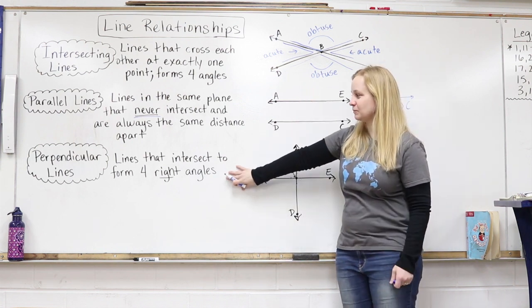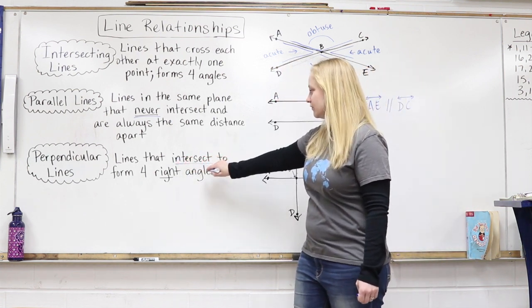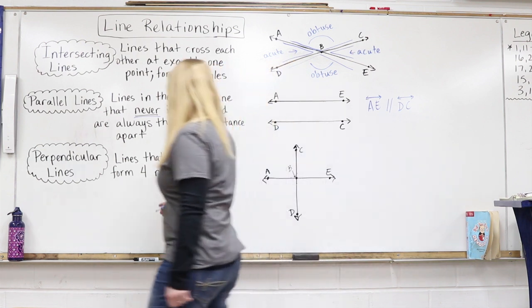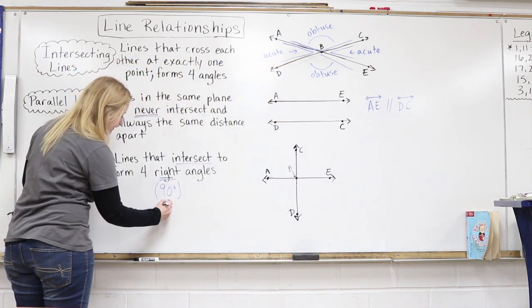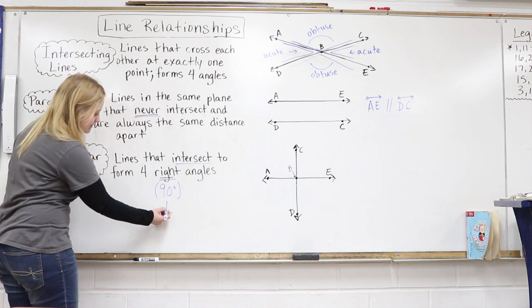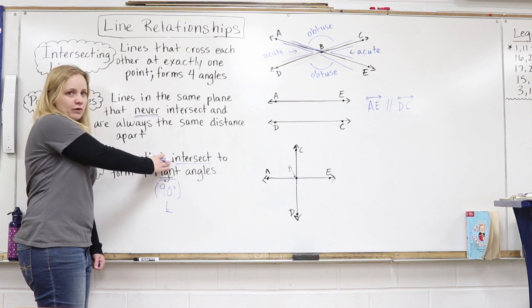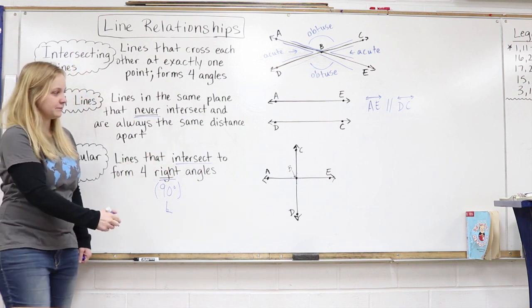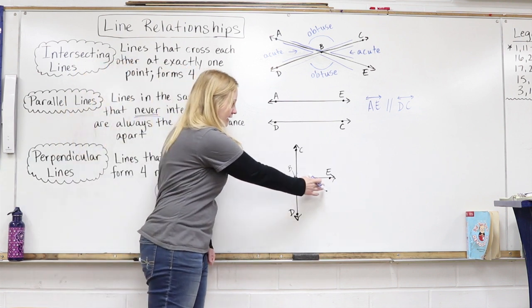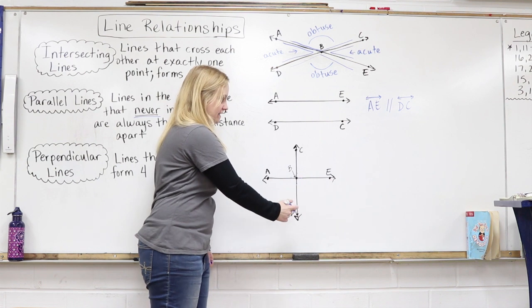Our last one is perpendicular lines, lines that intersect to form 4 right angles. You remember that right angles measure 90 degrees all the time. They look like an L. Sometimes they'll have a little square in them to show you they're 90 degrees. There's that word again, intersect. So perpendicular lines are also intersecting lines. Line AE is perpendicular to line CD.